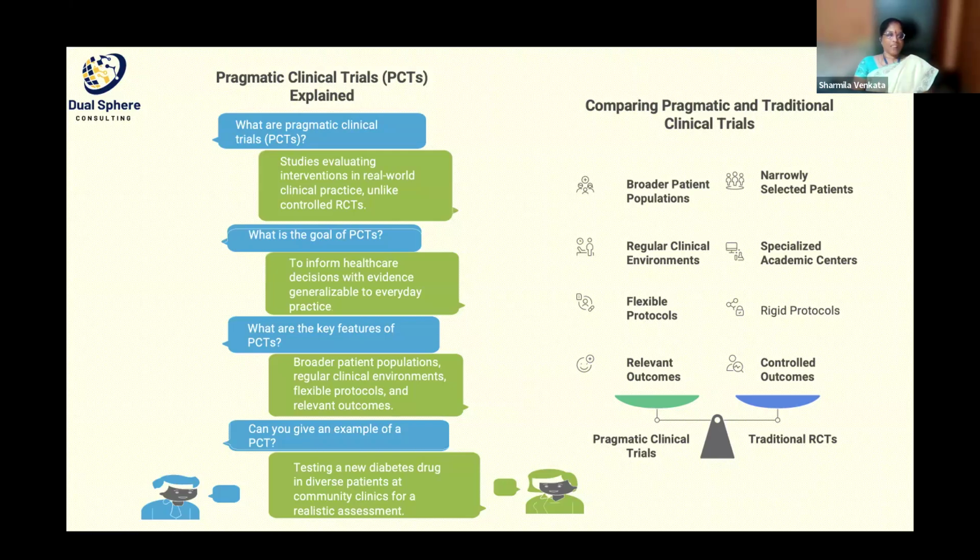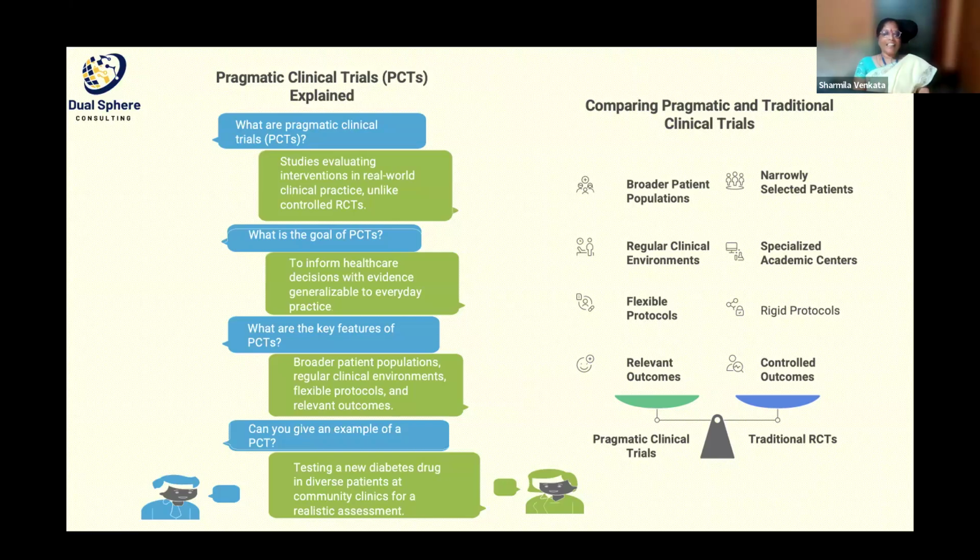If I am a policymaker, I'll use RCTs to establish efficacy and safety. That is, can it work? So that's the RCT. But I'd base coverage and pricing more on pragmatic trial evidence. Does it work? For whom and at what cost in routine care?